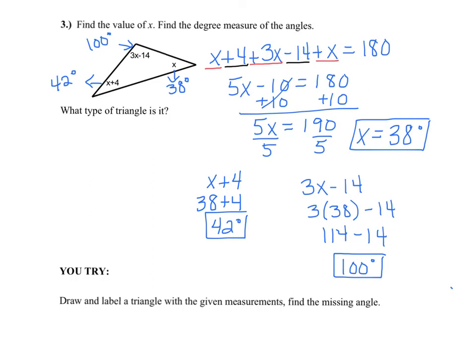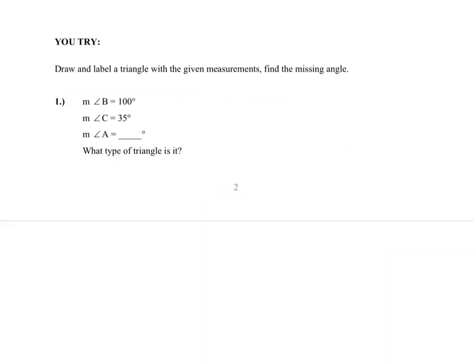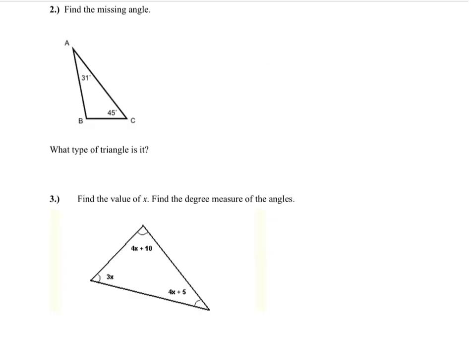Therefore, what type of triangle is it? They're all different angles, so it is a scalene triangle. In this problem, we had to find x, replace x to find the missing angle measurements, and then identify the scalene triangle. What I would like you to do now is the practice section. I would like you to do number 1, number 2, and number 3, and we'll discuss it in class.